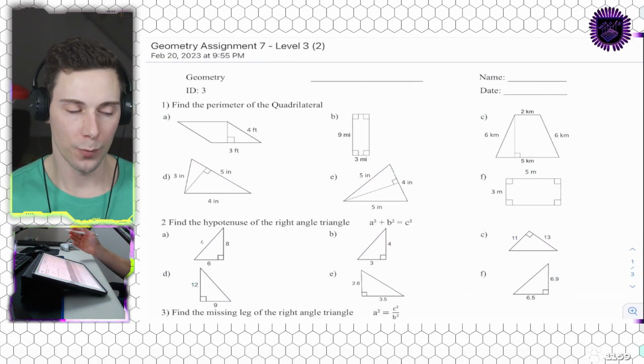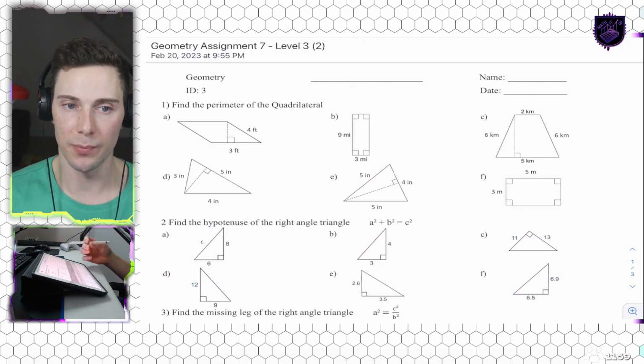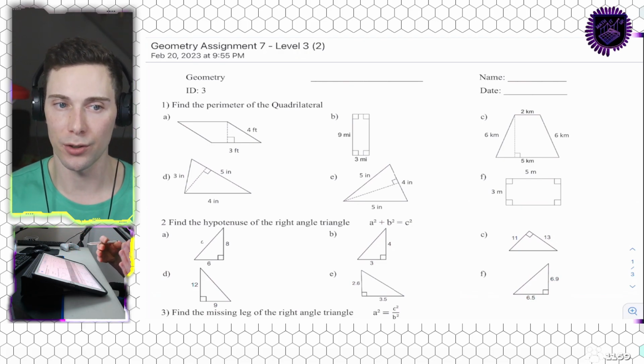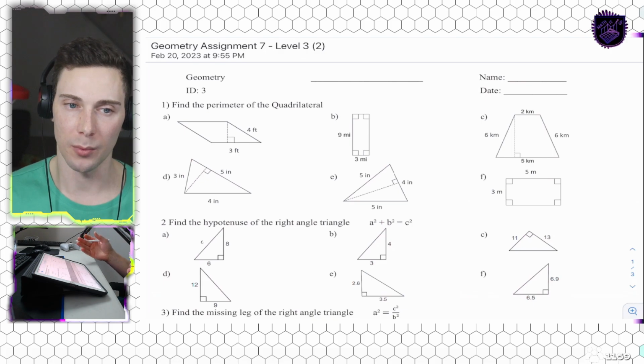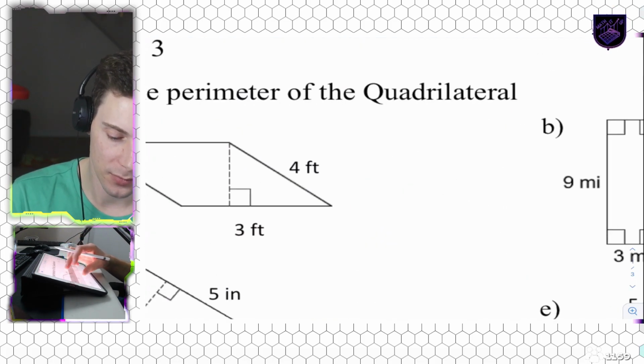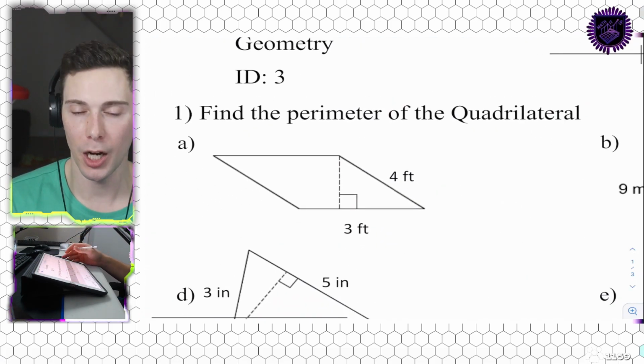Okay, so we're starting off with a bit of a warm-up. It's going to be basically just doing some quadrilateral type shapes, calculating the perimeter. It's pretty straightforward. So if you look at the first shape, it is a parallelogram.